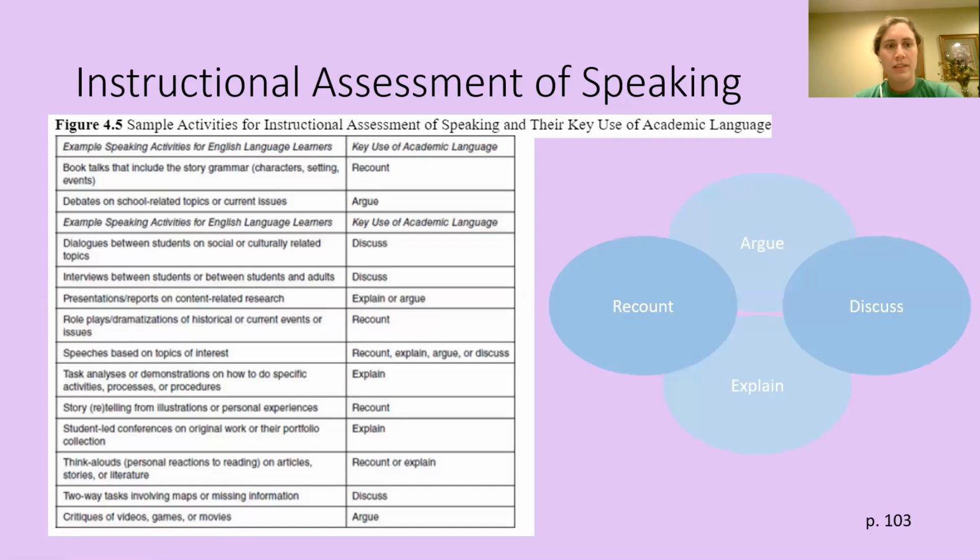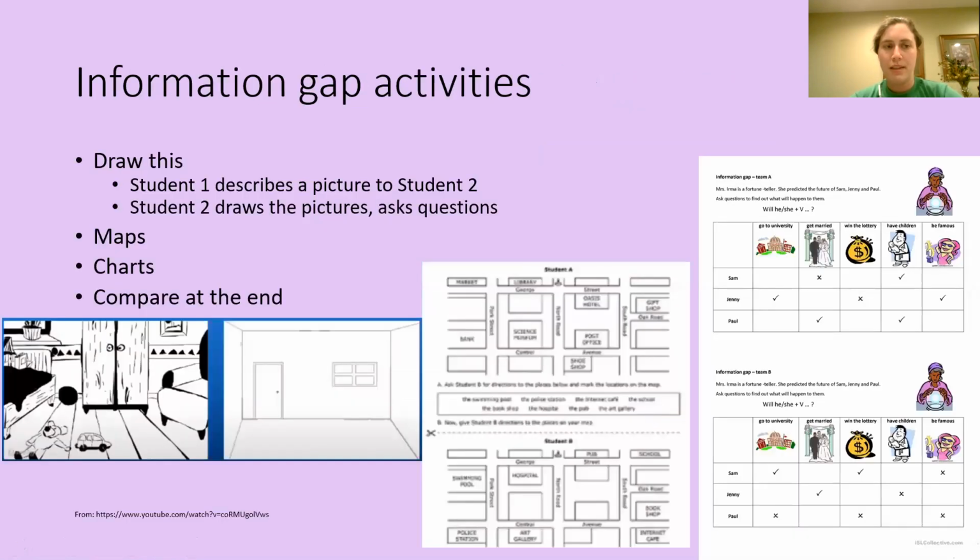All right, so here are some examples. You could do a book talk, where the key use of academic language is recounting. You can have students debate current issues, which uses the arguing academic language. And then another one that I like are two-way tasks that involve maps or missing information, which gets the students to discuss. And these include information gap activities.